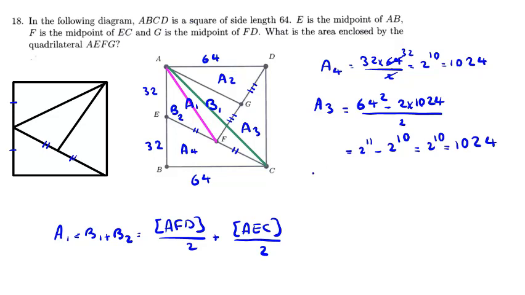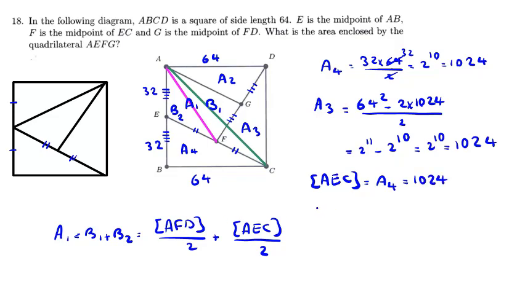So if we want to find the area of AEC, if you consider this triangle, AEC is equal to A4 because it is a median. It is the midpoint, so it is equal to A4. It is equal to 1024.